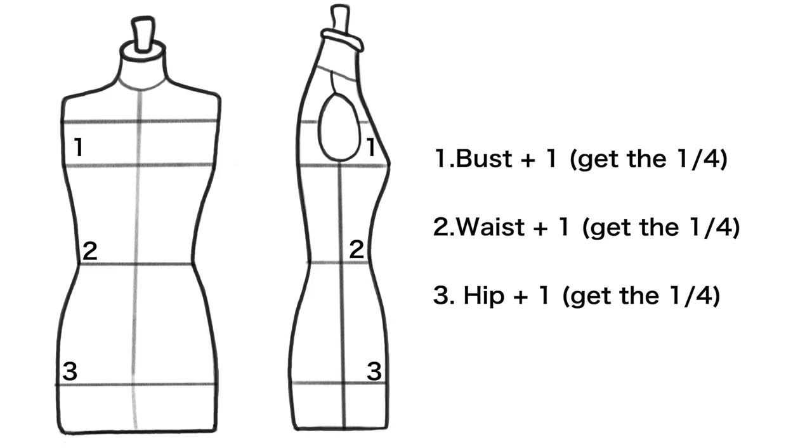For the bust, get the measurement of the biggest part and record. For the waist, get the smallest part and record. And for the hip, measure 8.58 inches or 22 centimeters from the waist, and that's the biggest part of the hip. For each bust, waist, and hip measurement, add 1 inch or 2.5 centimeters for the ease and get the 1/4.